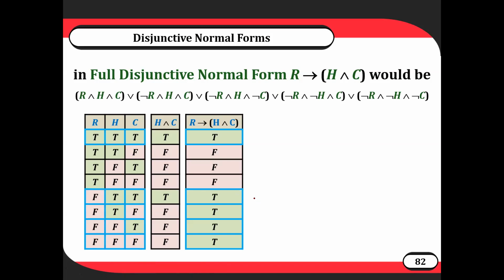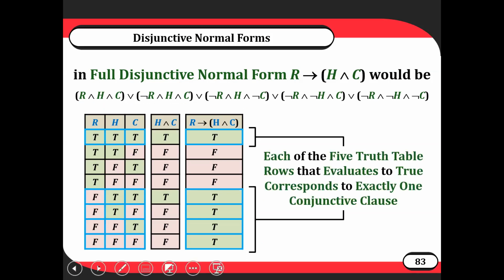All right, so you might notice that these squares are outlined in blue, and that we have 5 true values in our final column, and we have 5 conjunctions. So each of the 5 truth table rows that evaluates to true corresponds to exactly 1 conjunctive clause. So let's take a look.